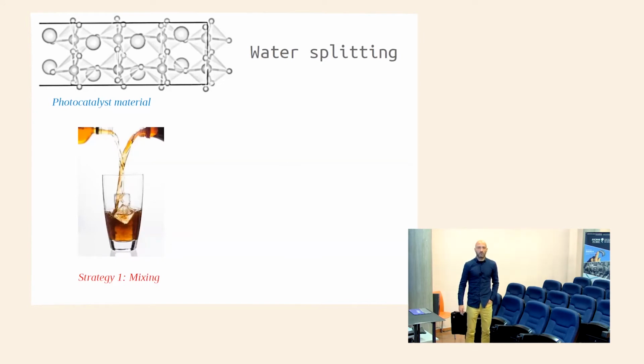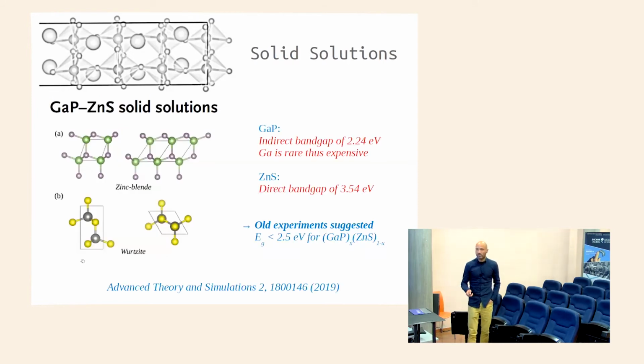And we're going to be talking about strategy one, which is about mixing. So this work, which was published recently in this journal, was motivated by some results already known for gallium phosphide and zinc sulfide. These are very well-known semiconductor materials. Their structure is very well known. And the thing is that separately, these two materials are not really good in terms of photocatalytic activity, right? They have some good attributes, but not all of them are good, right?